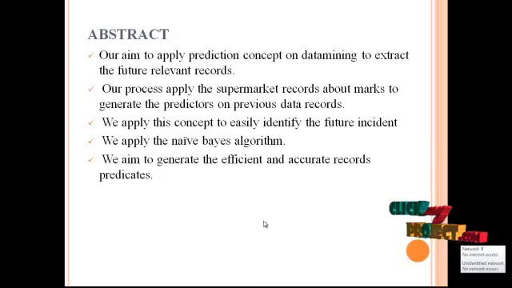Now we have predicates on previous data records. We apply this concept to easily identify future incidents, like how the customer will purchase next month, how much product they will purchase in next day transactions, and how much money they will spend in the next transaction. We apply the naive-Bayes algorithm for predicting this. We aim to generate efficient and accurate record predicates.